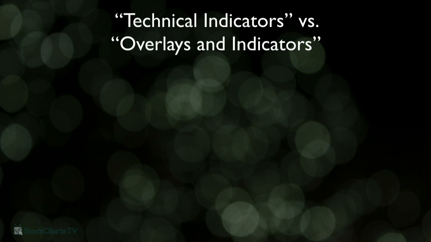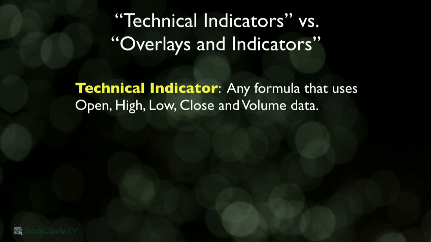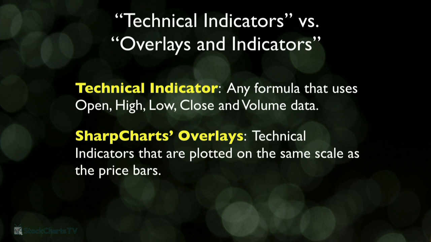There is the concept of a technical indicator, and then there is the concept of overlays and indicators. Technical indicator is a universal concept. Overlays versus indicators is something that I'm going to be using here in the context of SharpCharts. It's going to be a very specific thing. So a technical indicator, the more general concept, is any formula that uses open, high, low, close, and volume to come up with a line or a signal that you see appear on the chart. That could be something that sits on top of the bars, or something in an indicator panel above or below. It could be anything. That's the general concept.